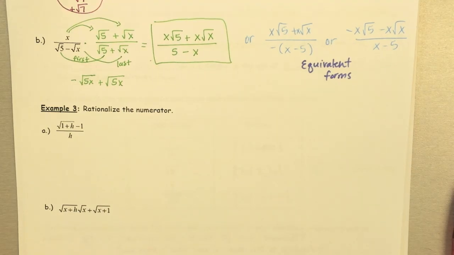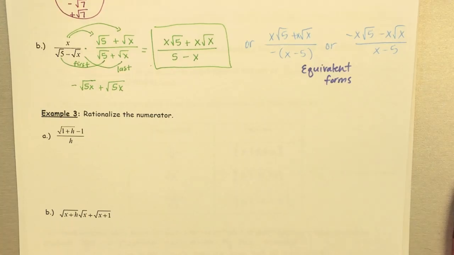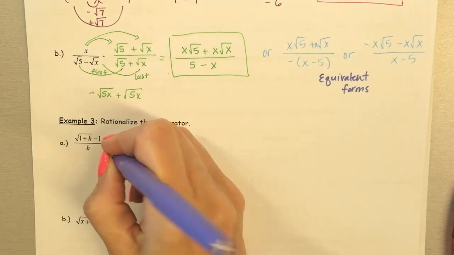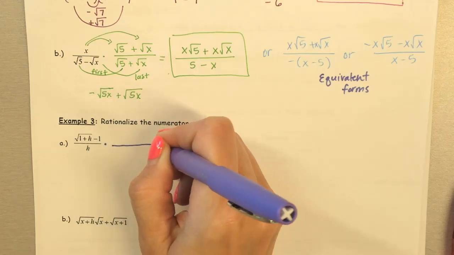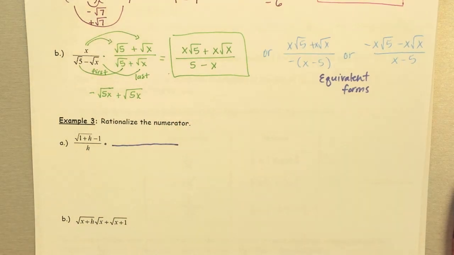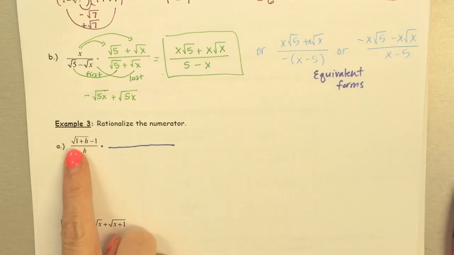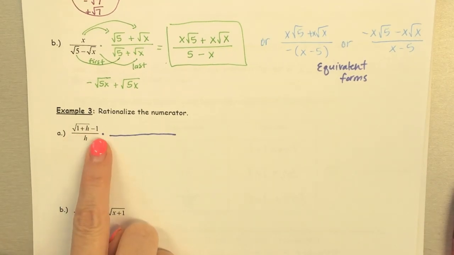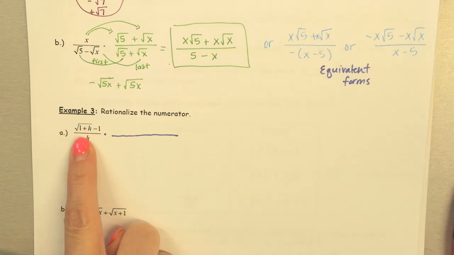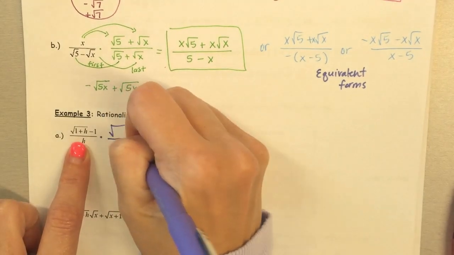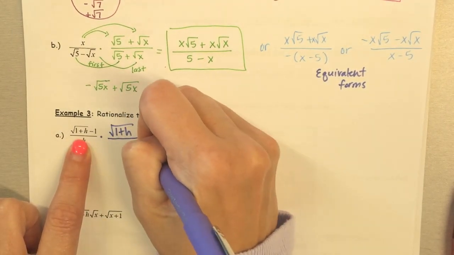All right, so now that we practiced rationalizing the denominator, we're going to rationalize the numerator. What we're going to do is take the conjugate of the numerator and multiply that by both. I know some of you have already started that. Make sure you're checking in with me because this is going to be a little bit different. So the conjugate of the square root of 1 plus h minus 1: whatever is inside the radical has to stay the same. So the conjugate is the square root of 1 plus h plus 1.